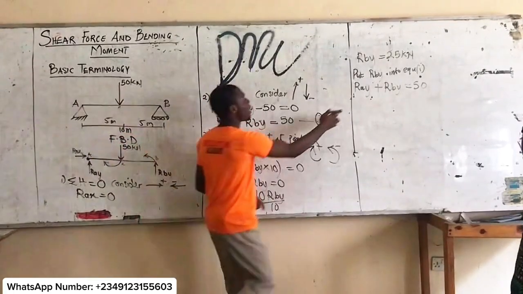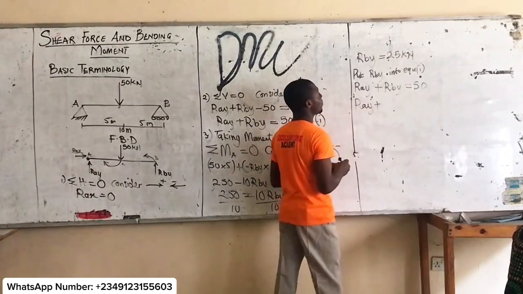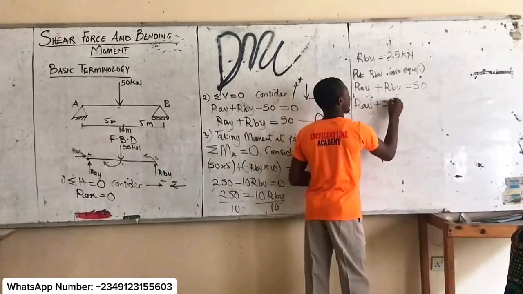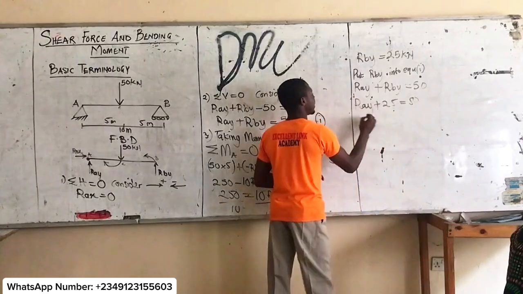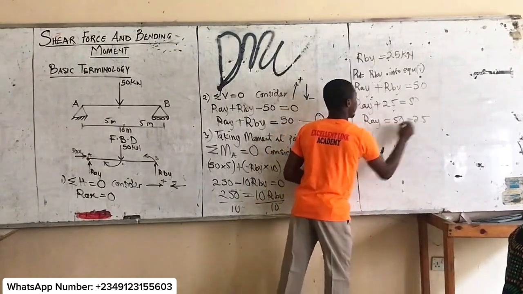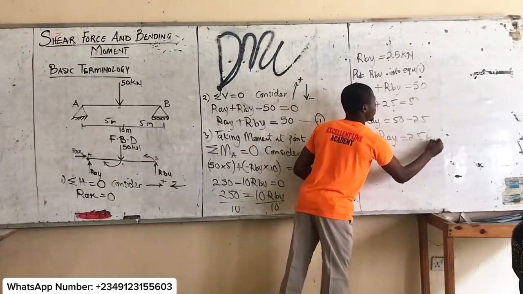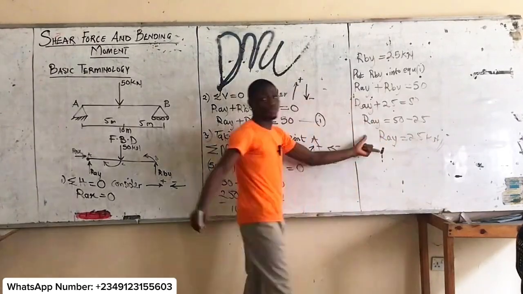So now what's my RAY? I don't know yet. So RAY plus what's RBY? 25. Equal to what? 50. So what do I get here? RAY equal to what? 50 minus 25. It makes sense. True or false? Yes. So I have this one here.